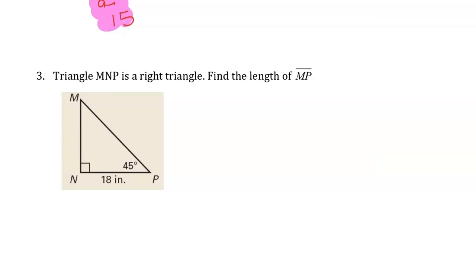Okay, here's another 45, 45, 90. Label your triangle. This is length A, this is length A, this is length A root 2. Now let's read the equation. Triangle MNP is a right triangle. Well, I know it's a 45, 45, 90 right triangle too. Find the length of MP.